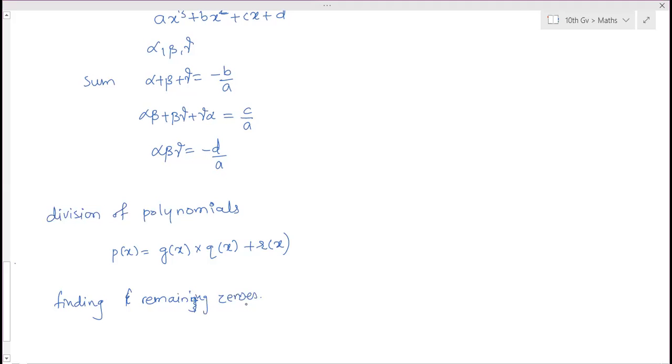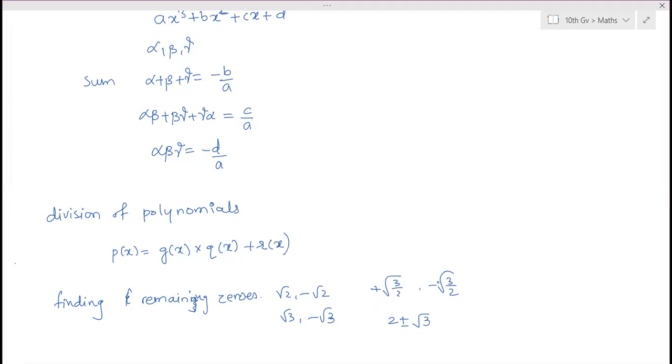Finding remaining zeros. That is, polynomials with irrational numbers have been given. That is, all the zeros given are irrational numbers. Root 2 and minus root 2 are the zeros, or root 3 and minus root 3, or root 3 by 2 and minus root 3 by 2, or 2 plus minus root 3. So this way there are four types of zeros that will be given. You have to find out the remaining zeros.